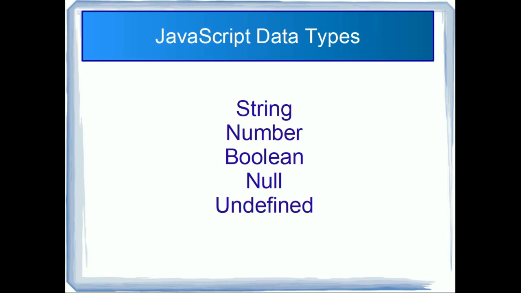So we covered 3 different JavaScript data types: string, number, and Boolean. There are 2 others I want to talk about as well, and that is null and undefined.